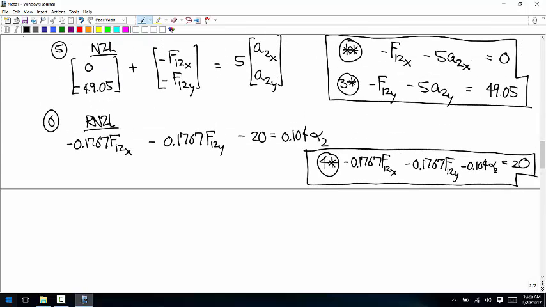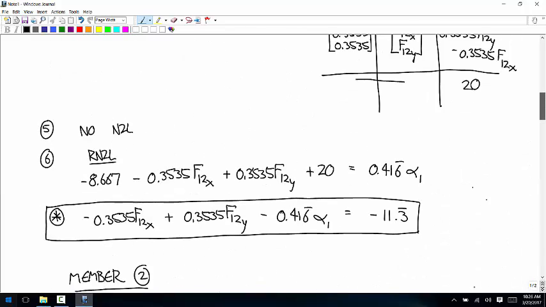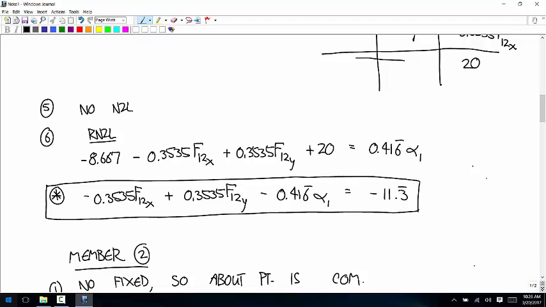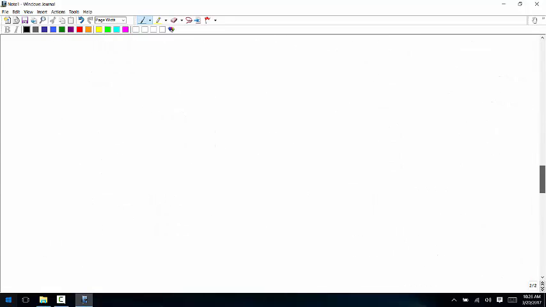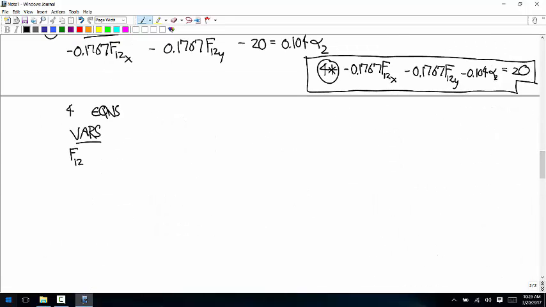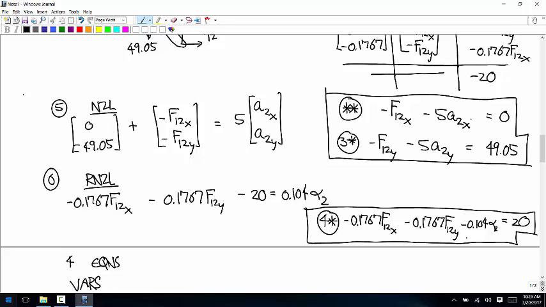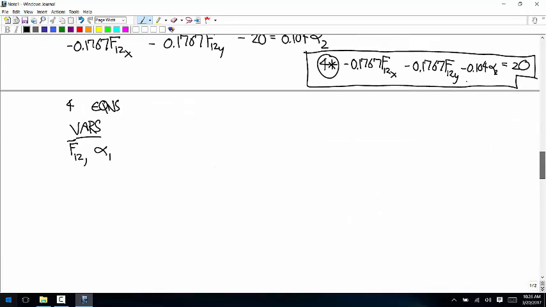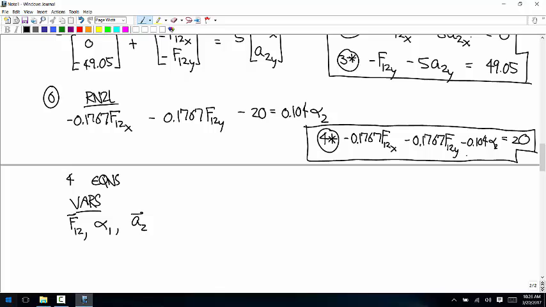So now, after Newton's laws, we have 4 equations, and the variables we have are the vector f12 and alpha 1, and then the vector a2, and then the scalar alpha 2. This time we have 1, 2, 3, 4, 5, 6 variables.